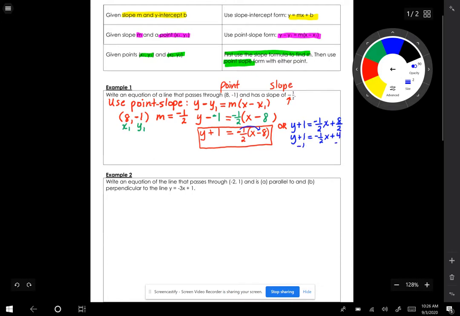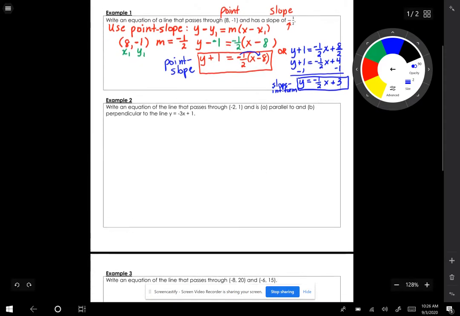Subtract 1 on both sides. y equals negative 1/2 x plus 3. And this is in slope-intercept form. This is point slope. And notice I didn't say which one. So you want to do what's quickest and is still accurate.